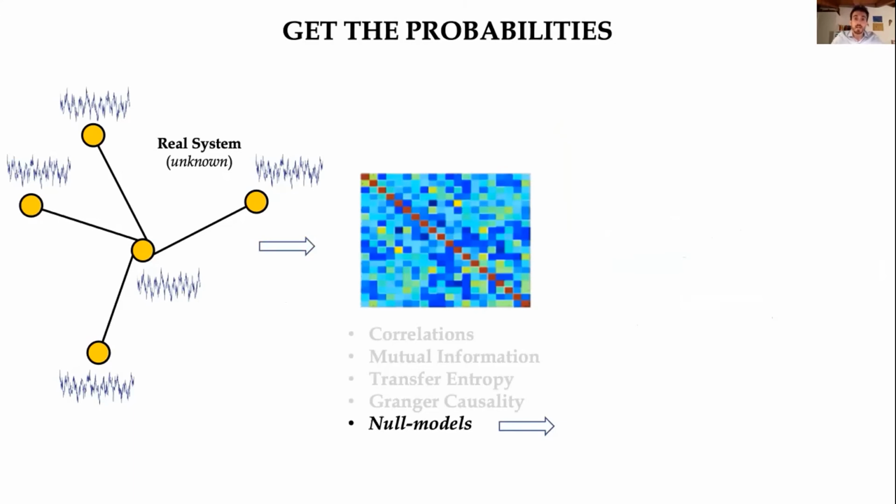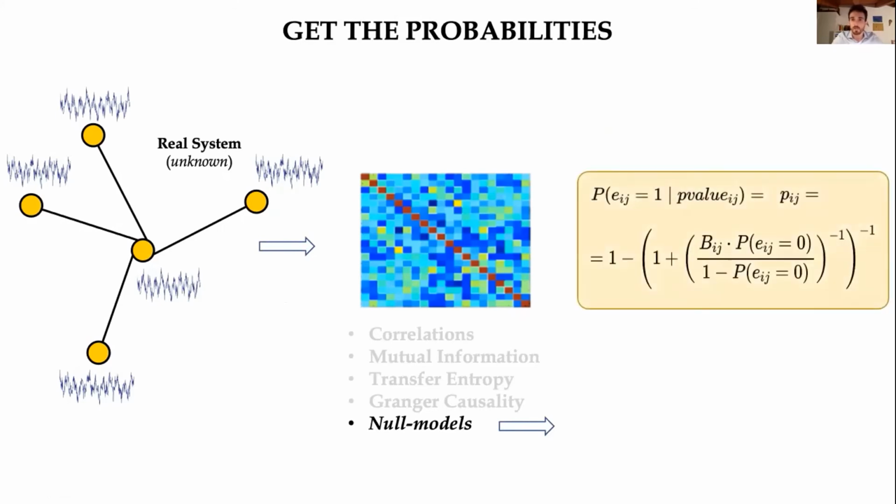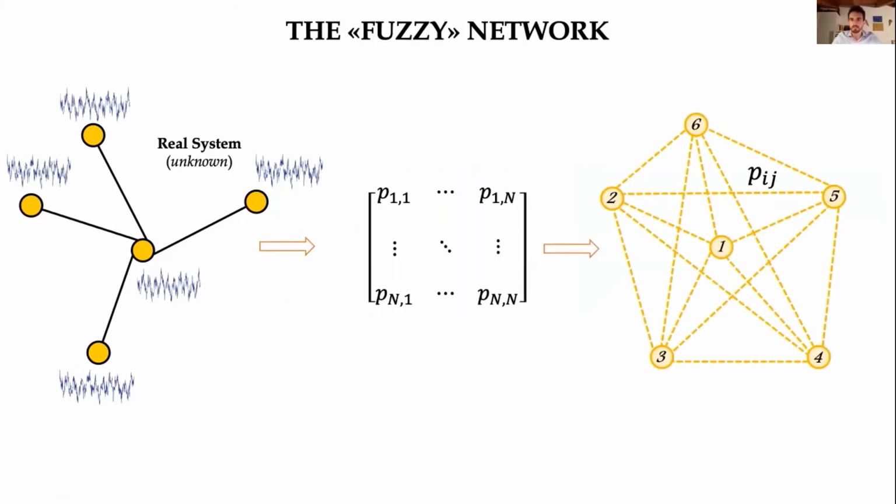In addition, in our paper, we propose a simple method to obtain, with a closed formula, a posterior probability of existence of the edges, given the p-values computed with the most used method for network reconstruction that I showed you before. In any case, these probabilities can be organized again in a matrix, which seems again a weighted adjacency matrix, but now it has a very particular meaning since it represents the probability of existence of the edges. This matrix is the formal representation of the protagonist of our approach, that is the fuzzy network.